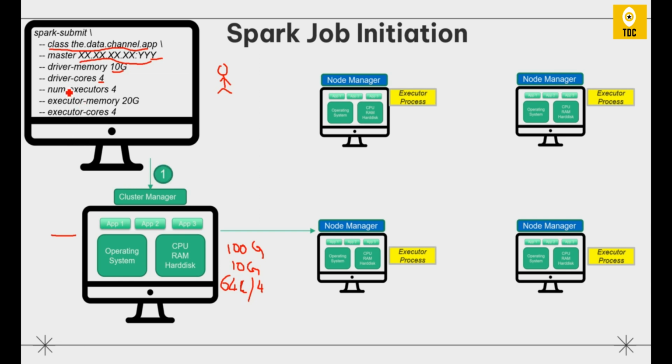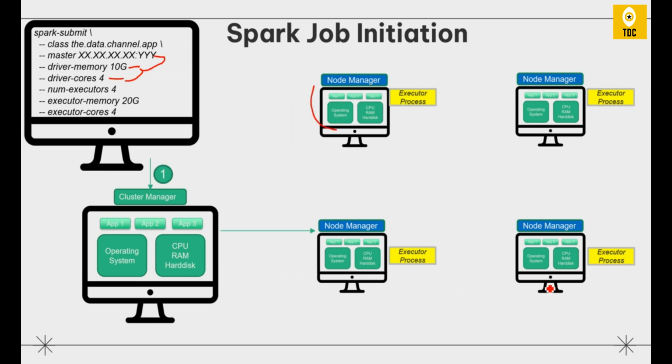As you can see, you can clearly segregate things here: this is 1, 2, 3. These three are related to the driver node, that means the master node. And then the next three are for the executors, that means the child nodes. The number of executors is four because I have four nodes here, right?